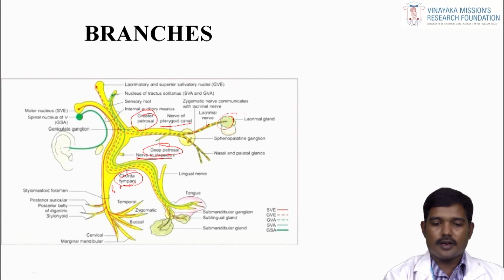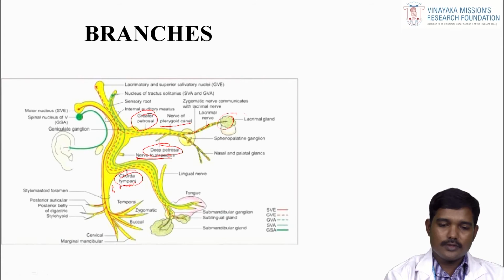Third branch, chorda tympani branch, about 6 mm above the stylomastoid foramen. This chorda tympani branch combined with the lingual nerve and gives the preganglionic fibers to the sublingual gland, submandibular gland, and also taste sensation to the anterior two-thirds of the tongue. So these are the intracranial branches.